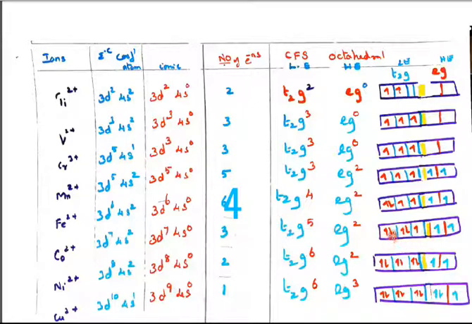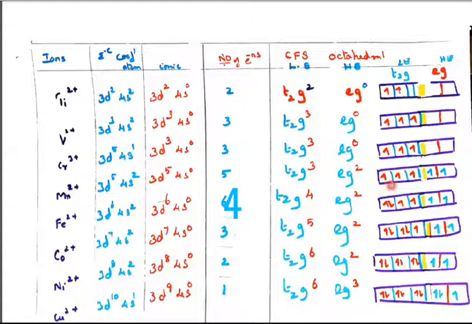Next, pairing up into the t2g. Then 6, 7, 8 electrons: t2g 6 and eg 2. With 8 electrons filling, we get 2 unpaired electrons in the eg set. Then 9 electrons: t2g 6 and eg 3. So we are filling all these electrons. Here the number of unpaired electrons is 2, here 3, here 3.